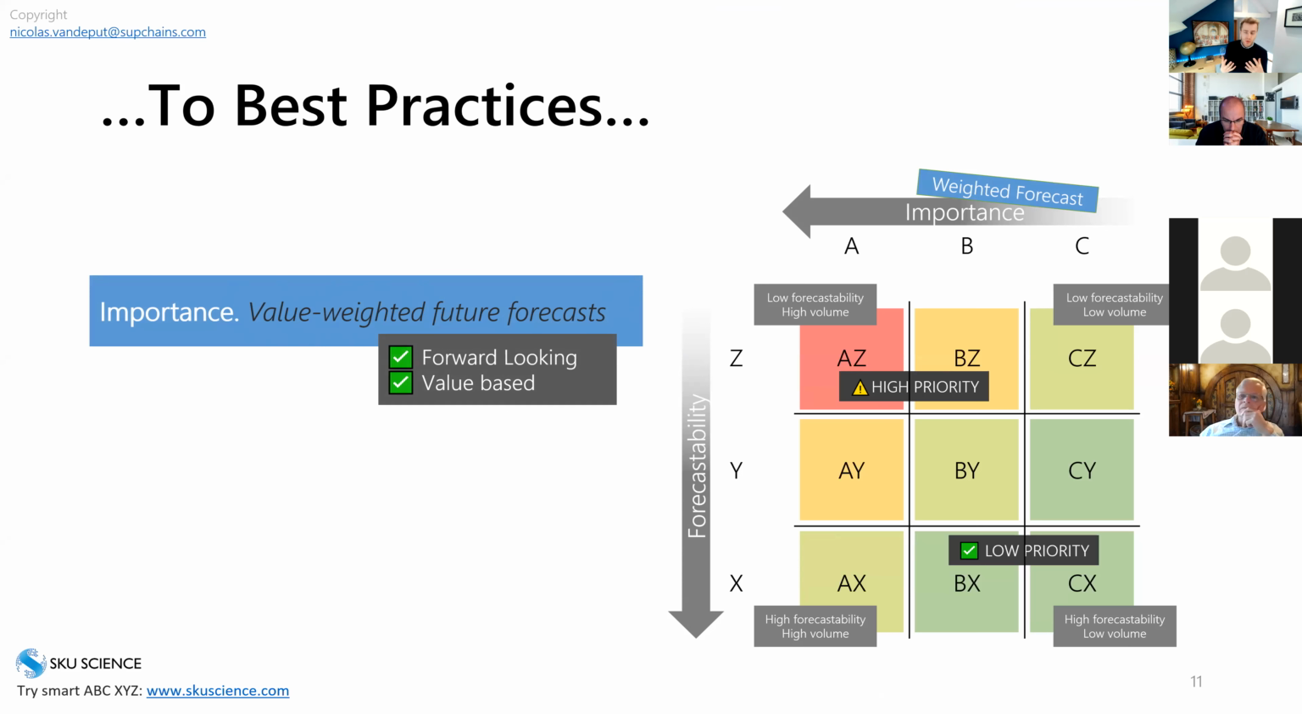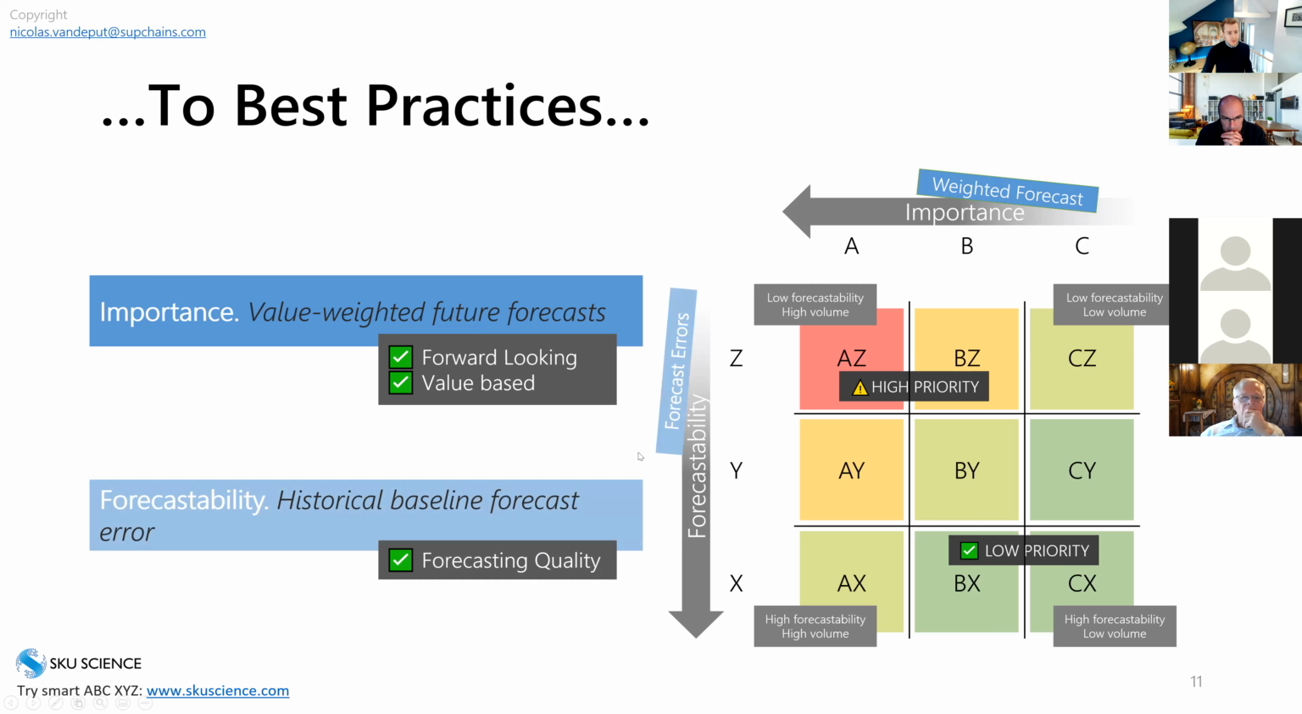And also in terms of importance, what we want to do is to take into account the value of the product. Remember, you don't want to spend time forecasting nails, you want to spend time forecasting hammers. So you need to weight the forecast by the value, okay?